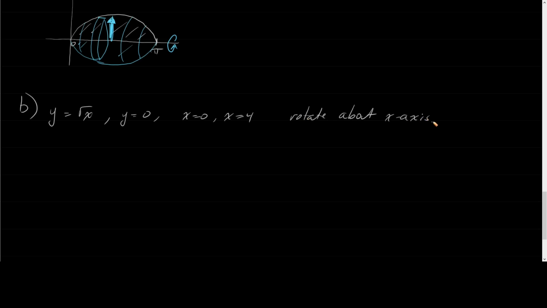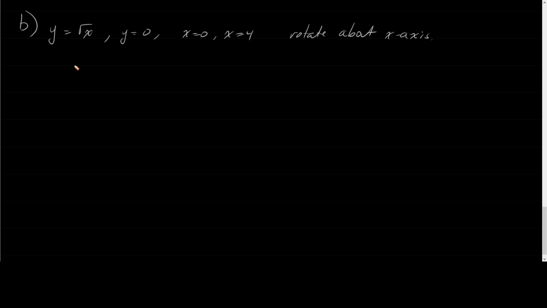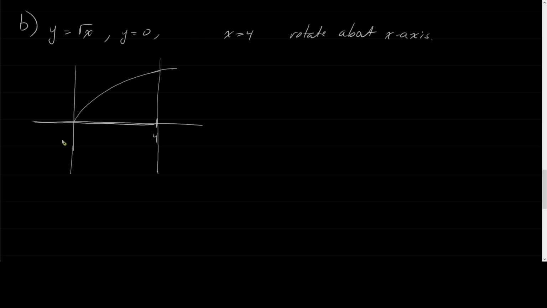Okay, so let's see what we can do here. Well, let's get an idea of what this region looks like. So in here, so we've got radical x. Well, radical x looks like this, right? The line y equals 0, that's just the x-axis. The line x equals 0. And then the line x equals 4. That is here. I'm actually gonna remove that x equals 0 from these instructions because that's not really helpful for this region. So this is the region that we're rotating, about the x-axis.